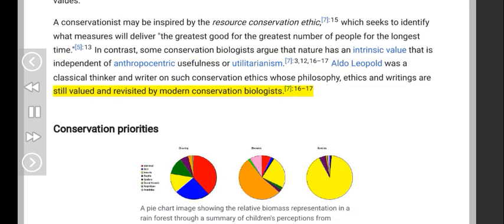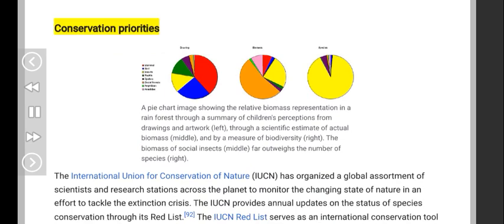Conservation priorities. A pie chart image showing the relative biomass representation in a rainforest through a summary of children's perceptions from drawings and artwork, left, through a scientific estimate of actual biomass, middle, and by a measure of biodiversity, right. The biomass of social insects, middle, far outweighs the number of species, right.